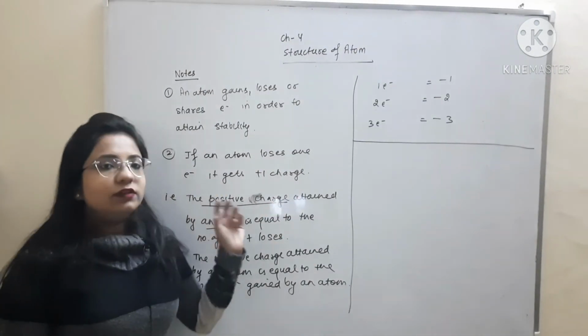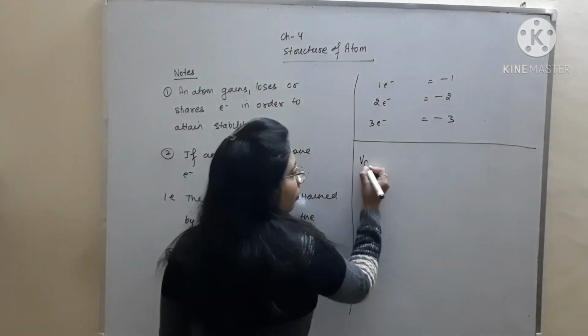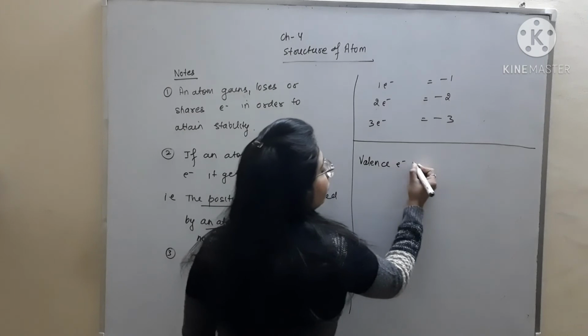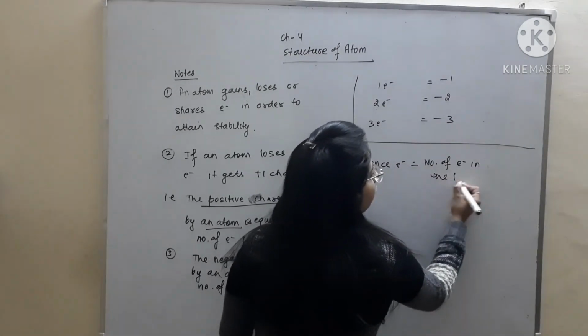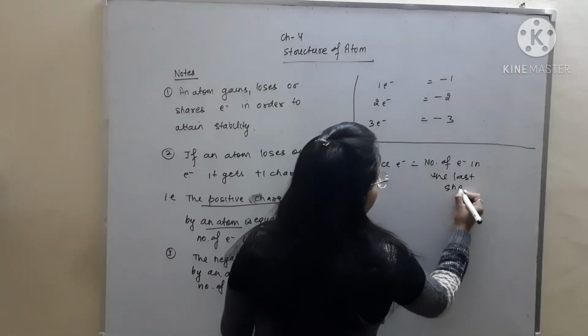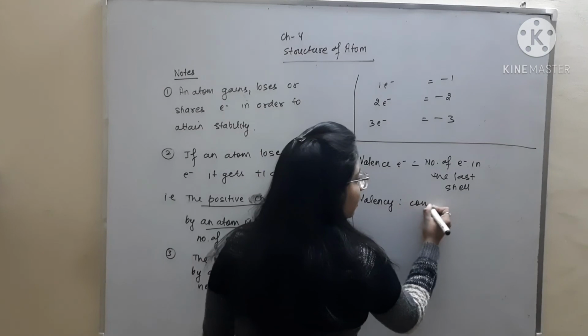Okay, so this is the overall summary of that. Now there is a difference between valence electrons and valency. Valence electrons means the number of electrons in the last shell, whereas valency is combining capacity.